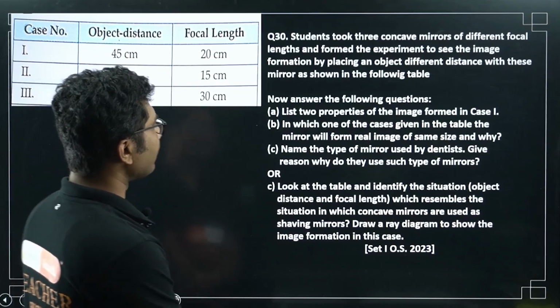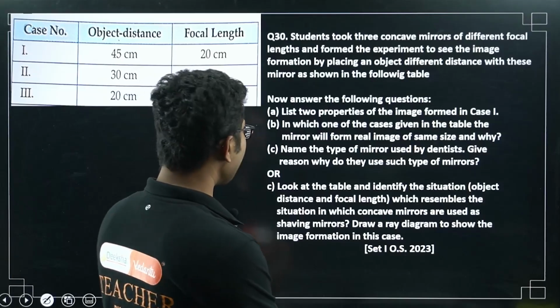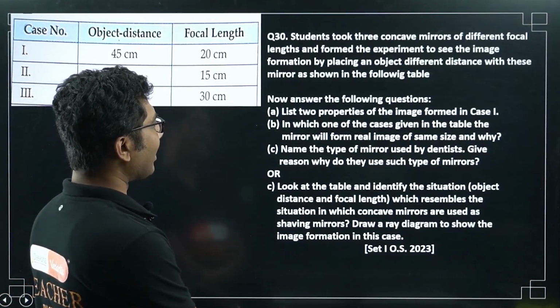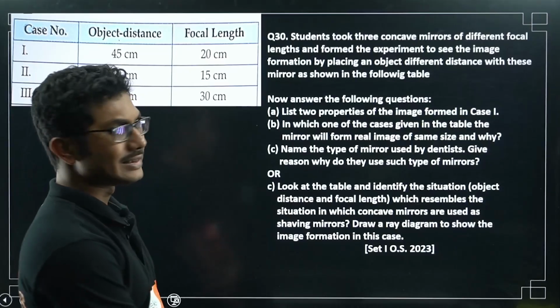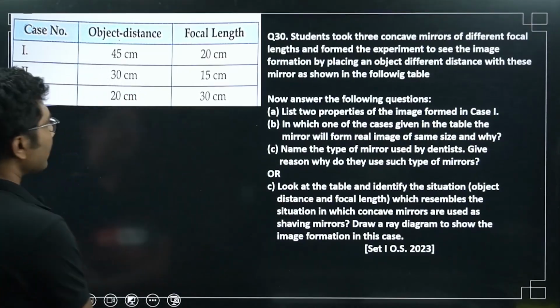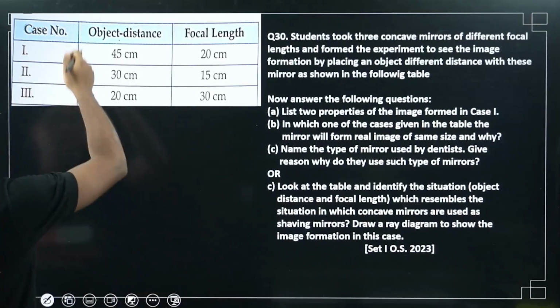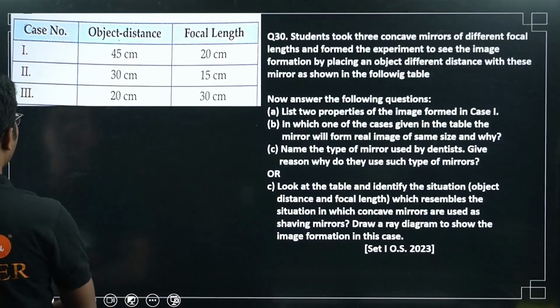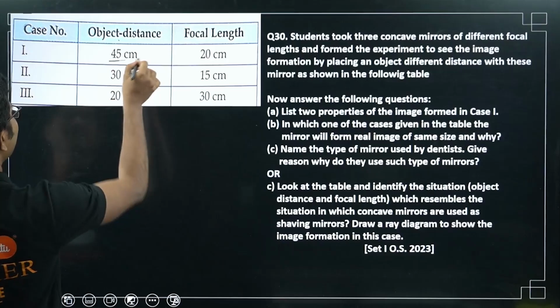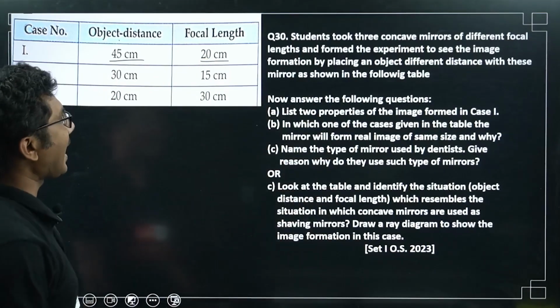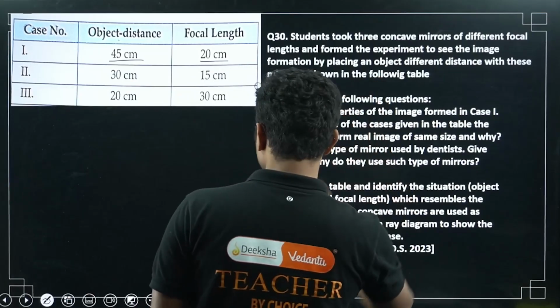List 2 properties of the image formed in case 1. In which of the cases given in the table will the mirror form a real image of the same size, and why? So first of all, list 2 properties of the image formed in case 1. Let's check all the cases one by one. Object distance is 45 centimeter, focal length is 20 centimeter. And they are all concave mirrors.